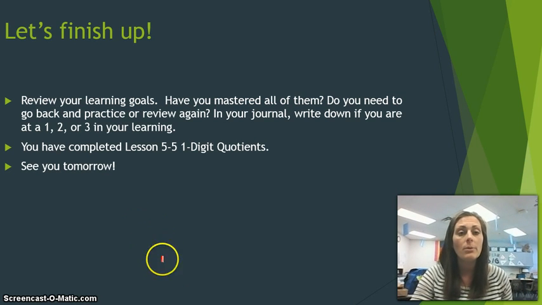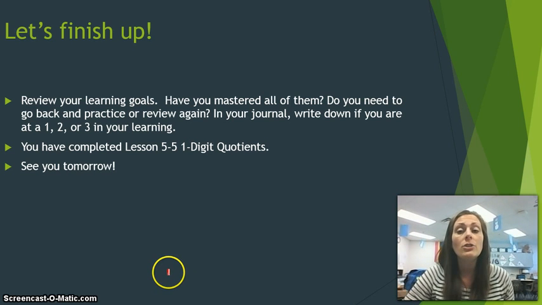Now let's finish up. Review your learning goals. Have you mastered all of them? Do you need to go back and practice or review again? In your journal, write down if you are at a 1, 2, or 3 in your learning. If you have completed the lesson 5-5 one-digit quotients.